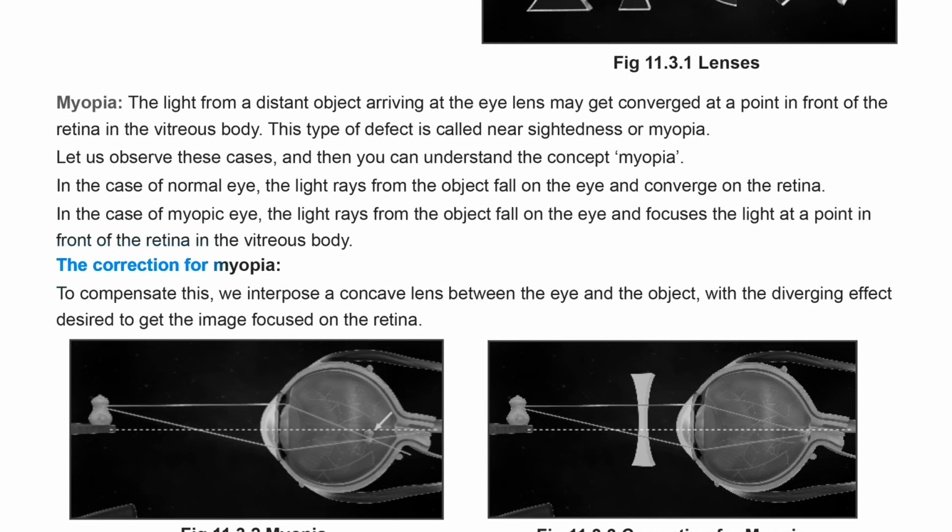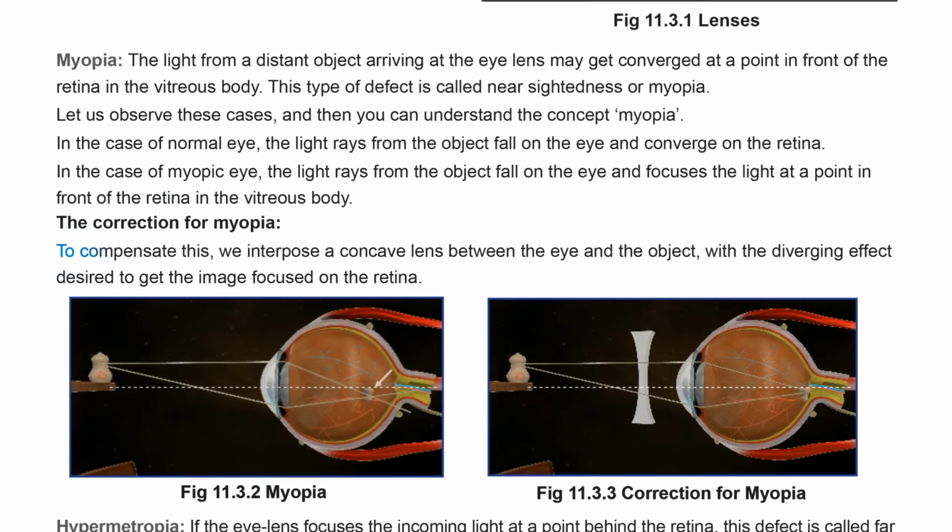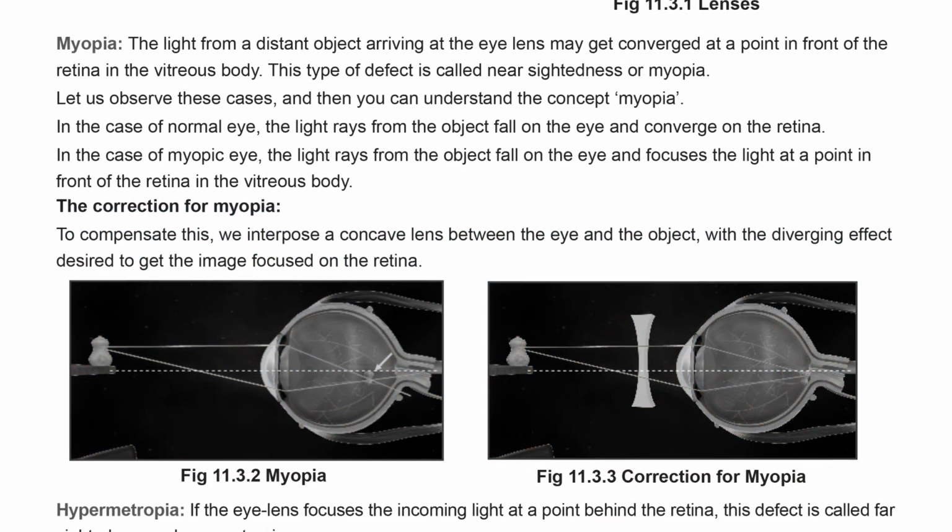The correction for myopia. To compensate for this, we interpose a concave lens between the eye and the object with the diverging effect desired to get the image focused on the retina.